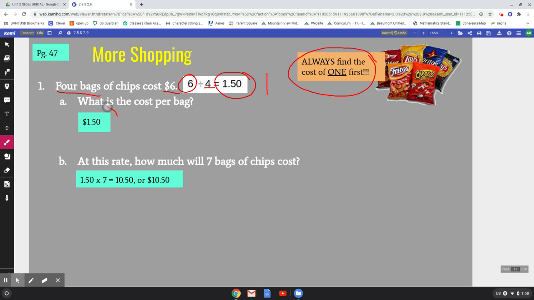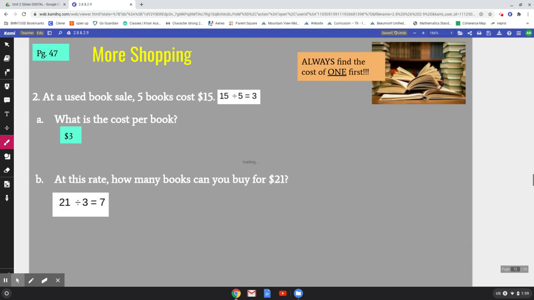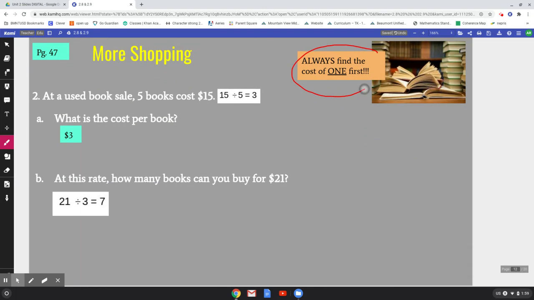So what's the cost per bag? It's $1.50. It says at this rate, how much are 7 bags? So I'm going to take the cost of one and I'm going to multiply it by 7, and I get $10.50.